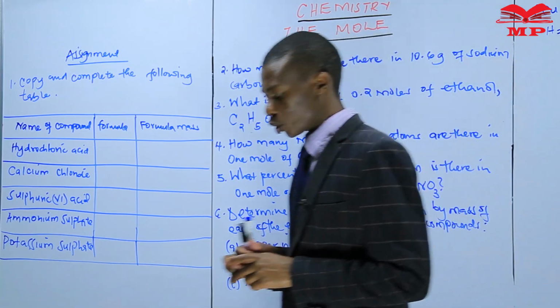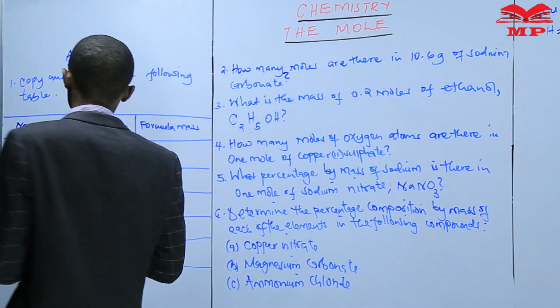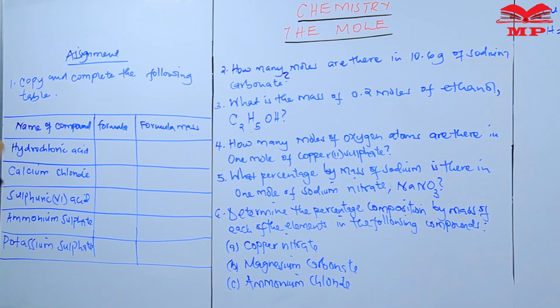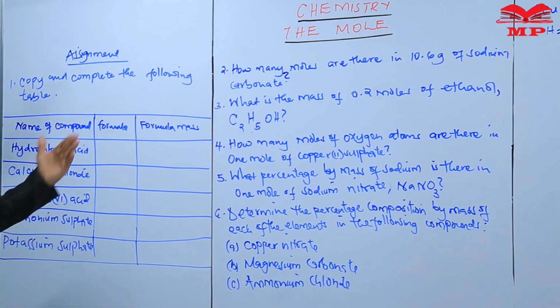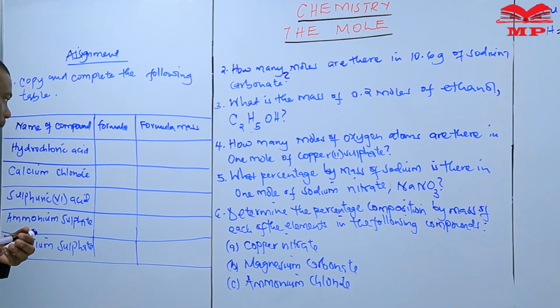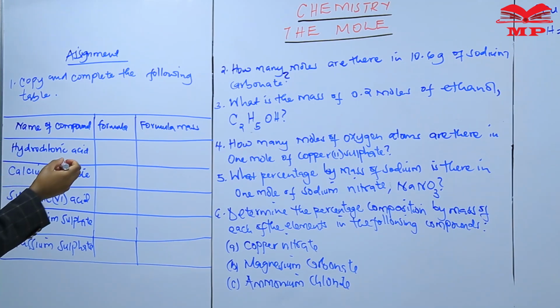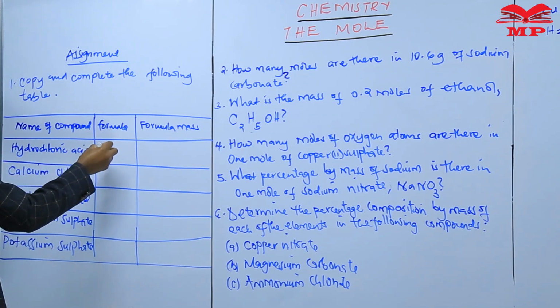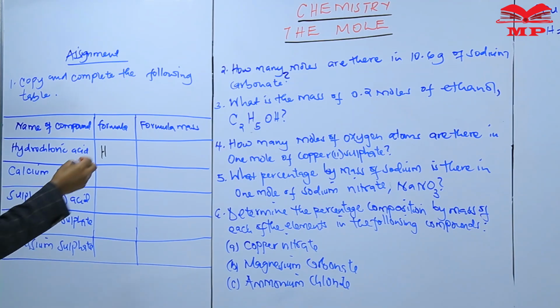I want to start with question number 1. In question number 1, you're supposed to copy and complete the following table. The table has the name of the compound, the formula, and the formula mass. You start by writing the formula of the compound, hydrochloric acid. It is a compound of hydrogen and chlorine. Therefore, the formula should be like that.